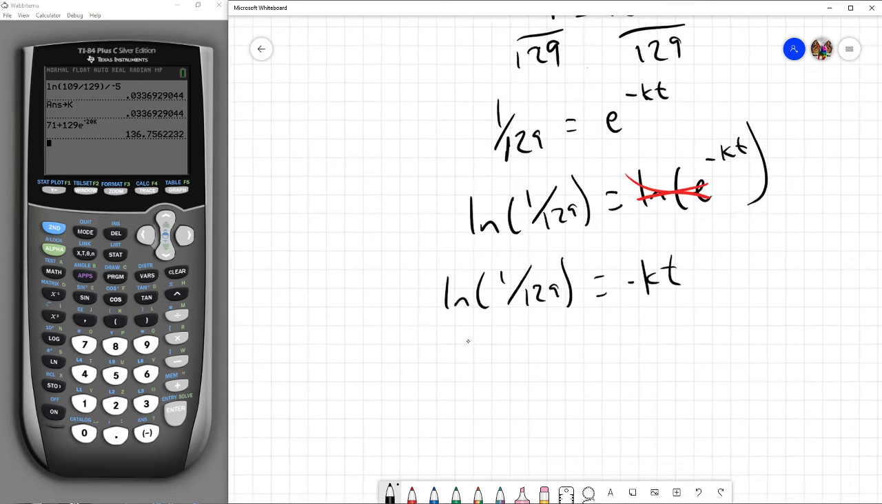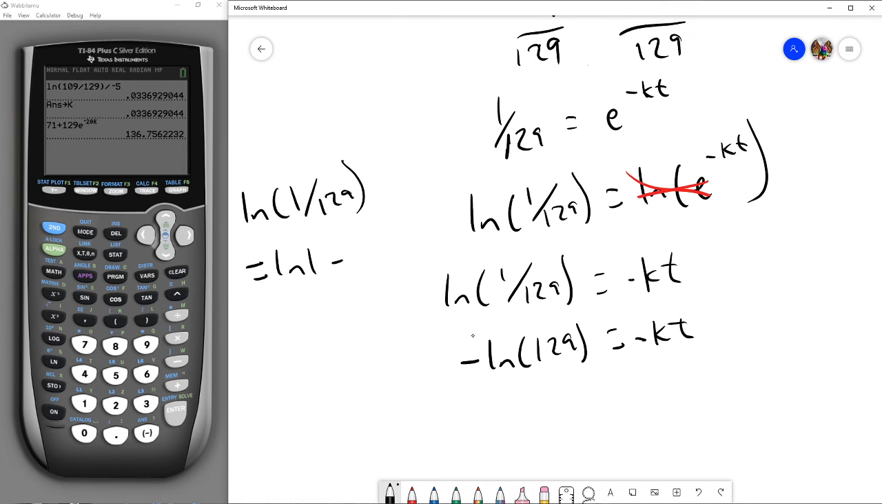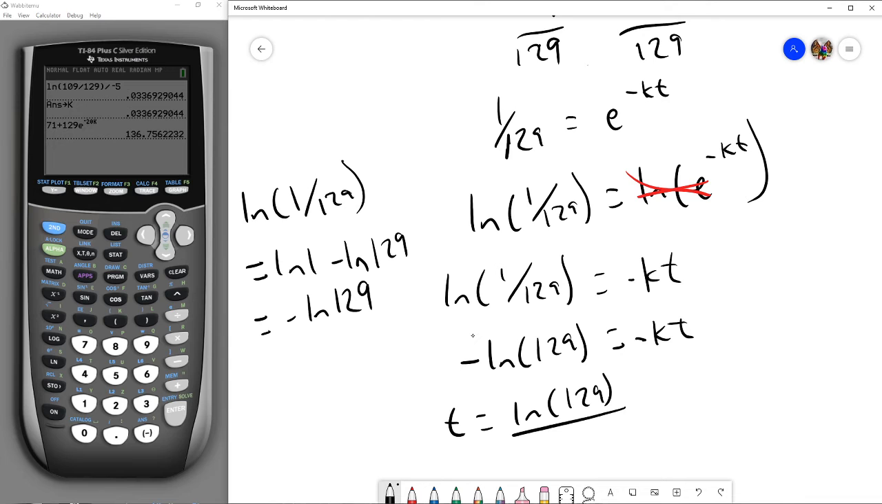I can simplify the left side here as negative natural log of 129. And that's because of our law of logs. Natural log of 1 over 129 is equal to natural log of 1 minus natural log of 129. Natural log of 1 is 0. So that gives us natural log of 129 to negative that. So t will equal natural log of 129 over k.